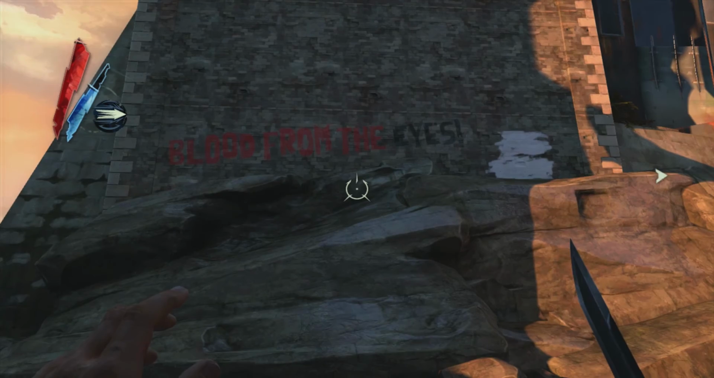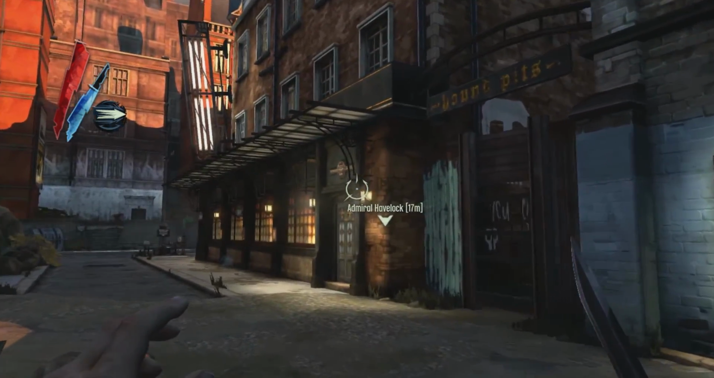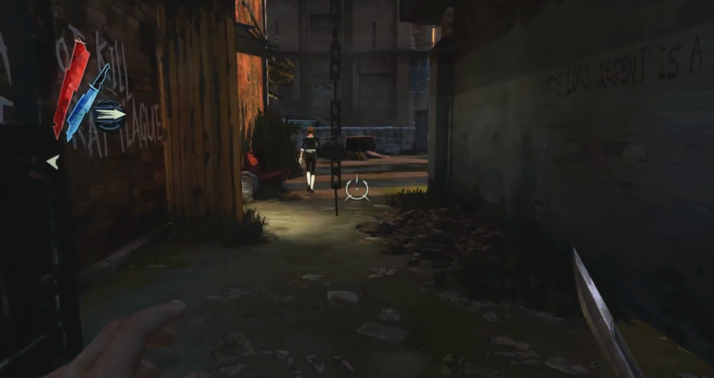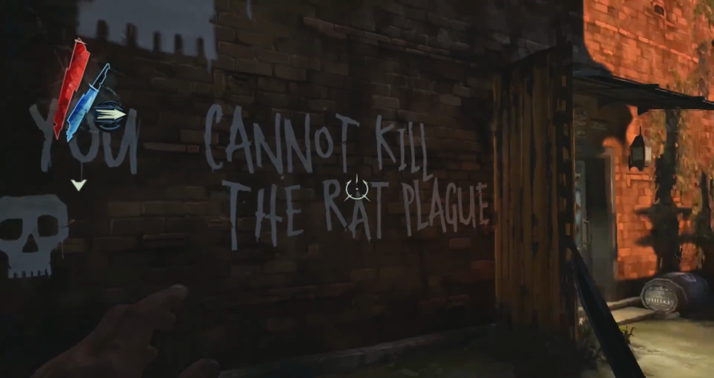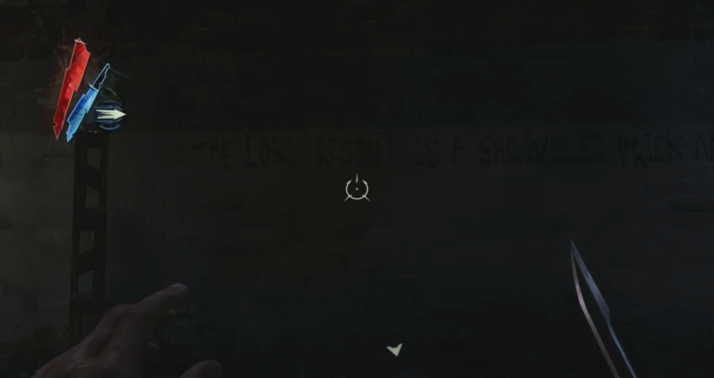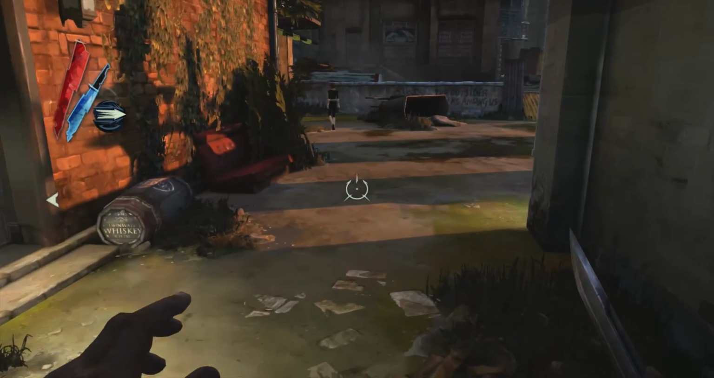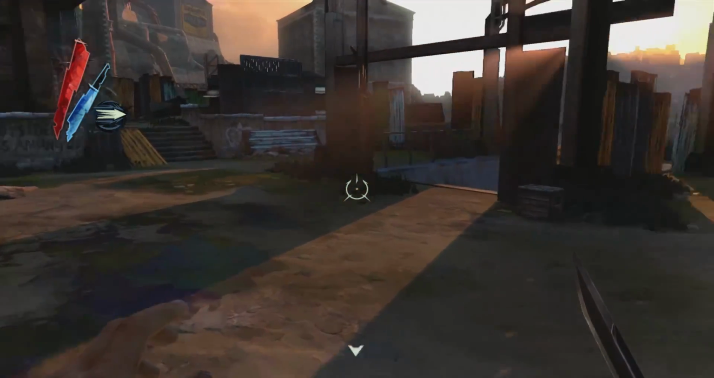Blood from the eyes. Because that's one of the symptoms of the plague. "You cannot kill the rat plague. The Lord Regent is a shriveled prick and a liar." Alright, guess they had graffiti going way back.